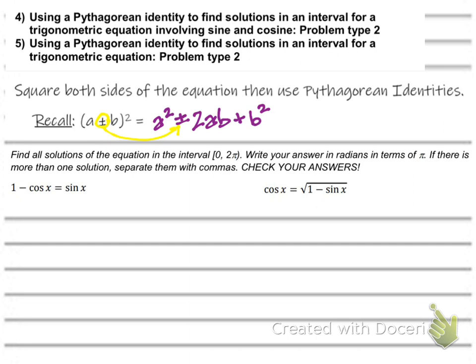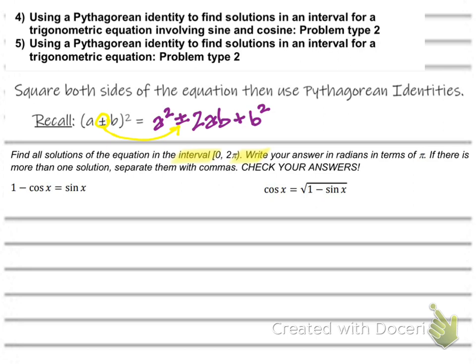So we are finding the solutions in the interval 0 to 2 pi. So that means we do not need the k pi or the 2k pi. Notice it says to check your answers. The reason we have to check our answers is when we square both sides, sometimes we introduce an extraneous solution. So a solution that solves the squared one, but doesn't solve the original. So we will need to check our answers when we're squaring both sides.